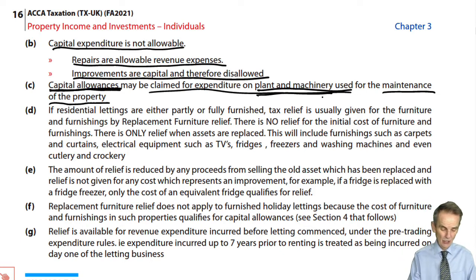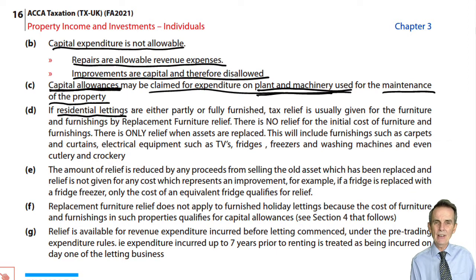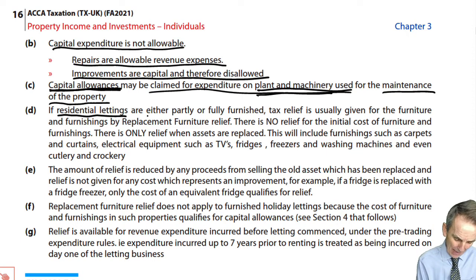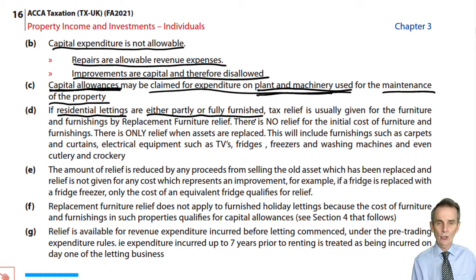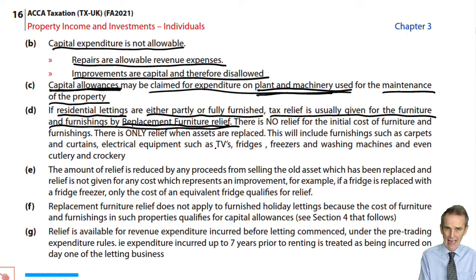There on plant and machinery used for the maintenance of the property. When dealing with residential lettings, what we may do is to either let them unfurnished, which is more often the case in real life, but they may be either partly or fully furnished rather than simply unfurnished. In which case, tax relief is usually given for the furniture and furnishings by something called replacement furniture relief. Now, don't worry about the name of that. It's simply indicative of how and when you get tax relief in relation to the furniture and furnishings that are bought in relation to the property.